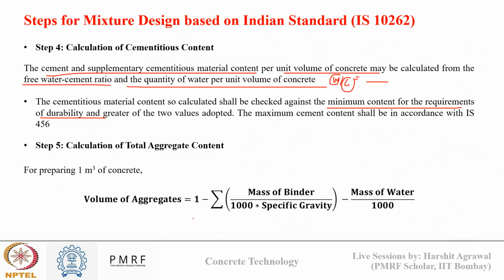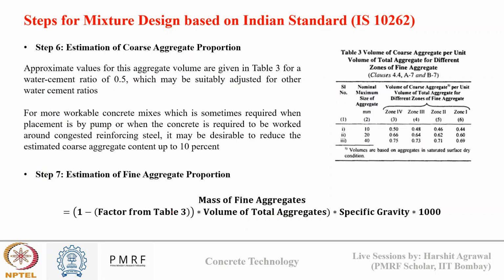Now, after we know the cement content, the next step is the calculation of total aggregate content. For 1 meter cube of concrete, the volume of aggregates that I need will be 1 minus mass of cement or binder divided by specific gravity minus mass of water divided by 100. So subtracting the volume of cement and volume of water will give me the volume of aggregates that I need to use per meter cube of concrete.